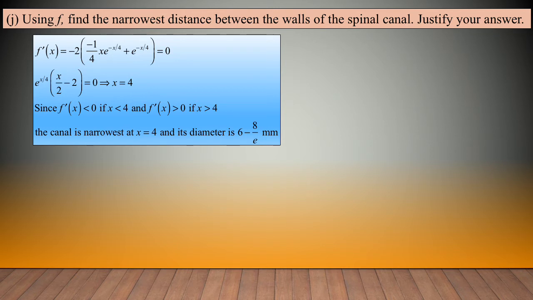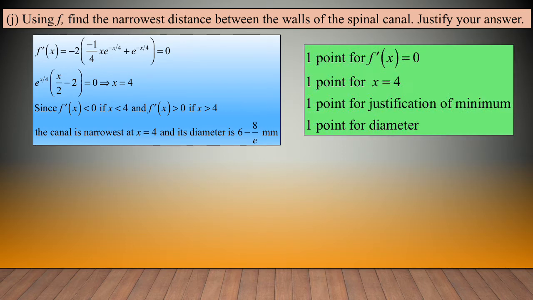Doing some factoring, we get e to the x over 4 times the quantity x over 2 minus 2 is equal to 0, and that gives x is equal to 4. Since f prime of x is less than 0 if x is less than 4, and f prime of x is greater than 0 if x is greater than 4, then we have a relative minimum, and therefore the canal is narrowest at x is equal to 4, and therefore its diameter is 6 minus 8 over e millimeters.